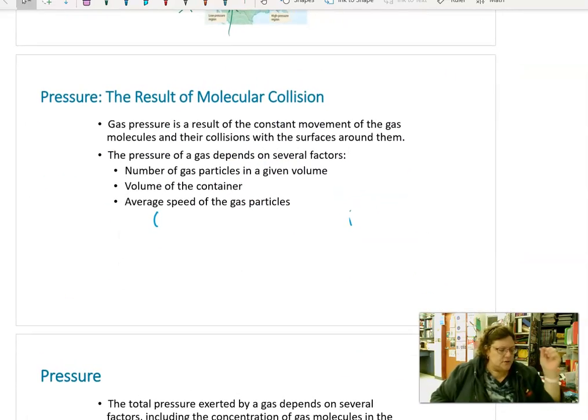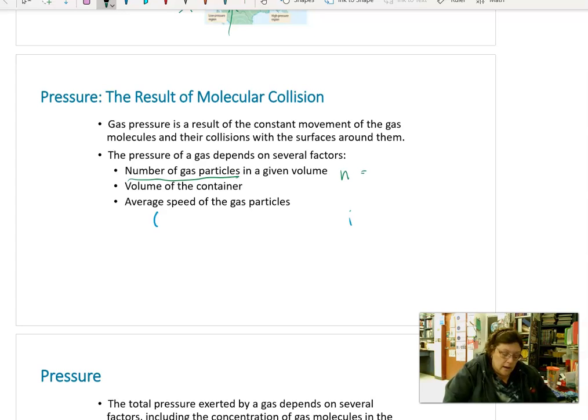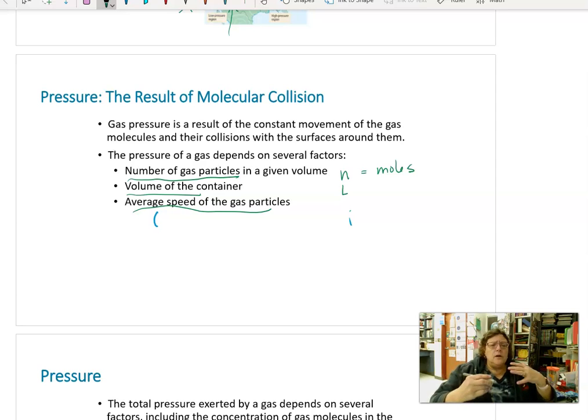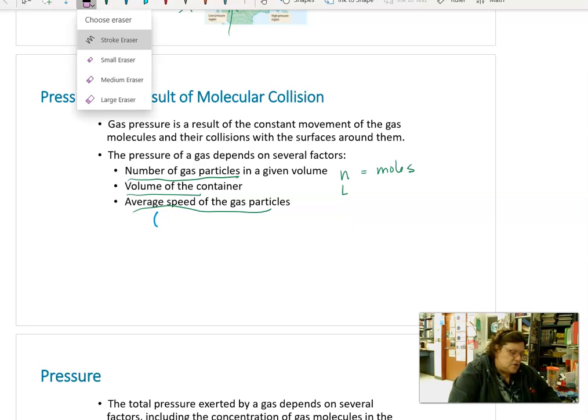Pressure is the result of molecules colliding with the side of a container. All right, the gas particles, the things that affect gas pressure, the number of particles that you have, N for number, and it really means how many moles you have. The volume, we're going to use liters for volumes. And then the third piece, average speed, refers to how fast the particles are moving. And we use temperature to measure that kinetic energy.